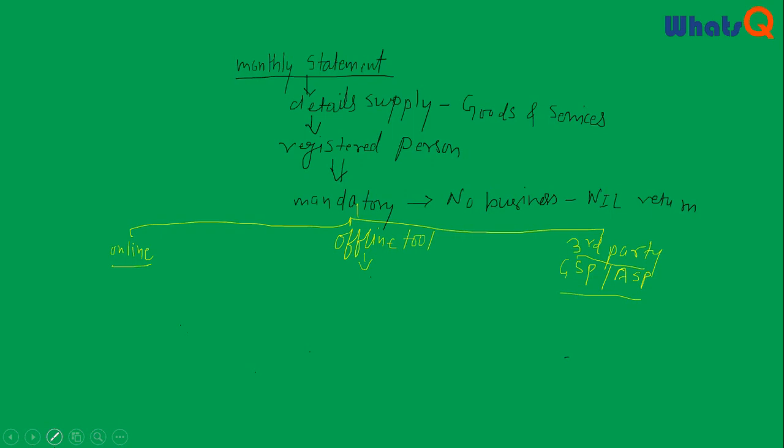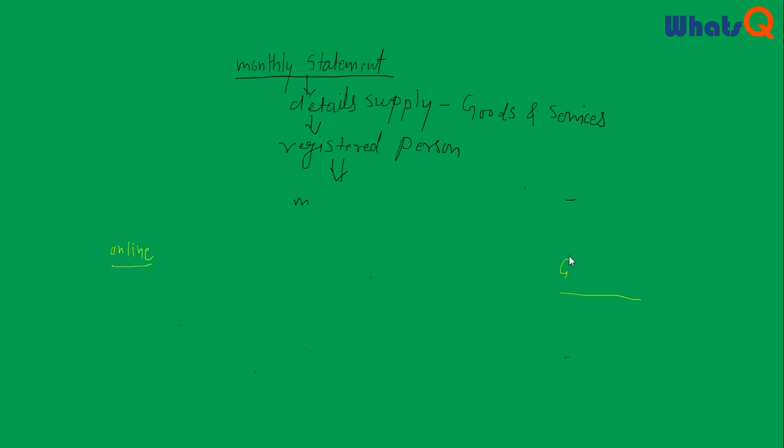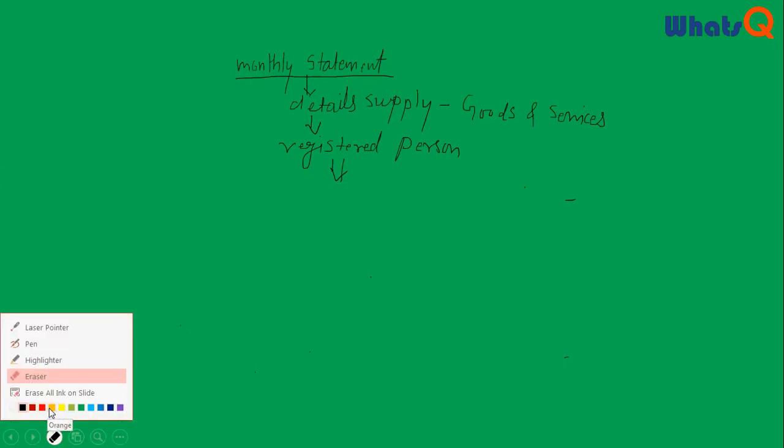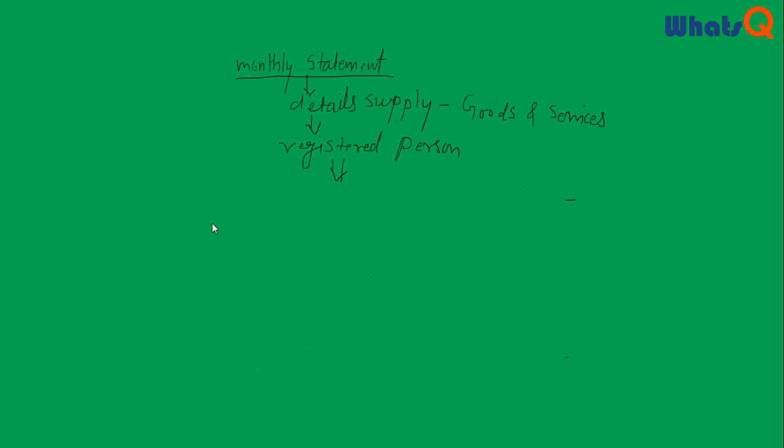After export there is B2C, like business to customer. If you are making any supply to any unregistered person who is not having the GSTN number, then in that case you will have to file the summary report, the summary of B2C transactions.